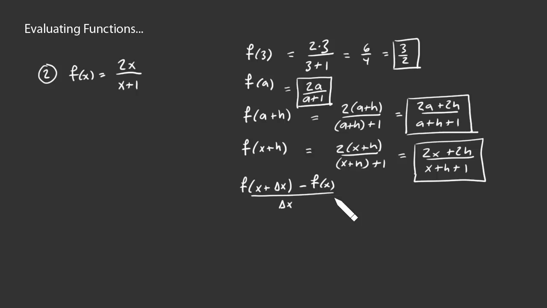Last one. This one might take a little more work. Let's see. F of x plus delta x. X plus delta x is our input. I'm going to take twice the input over 1 added to the input. So that's going to be 2 times x plus delta x over x plus delta x plus 1. But that's just this piece. Maybe put brackets around it. Minus this piece, f of x. What is f of x? Well, it's given right here. Or you can look at its input and say, what's twice the input over 1 more than the input? Either way, you're going to get 2x over x plus 1.